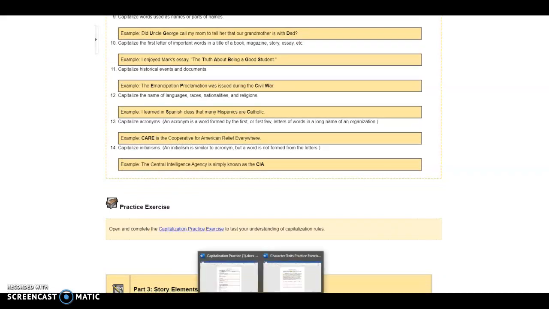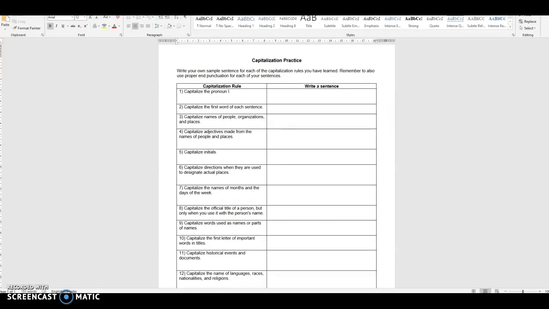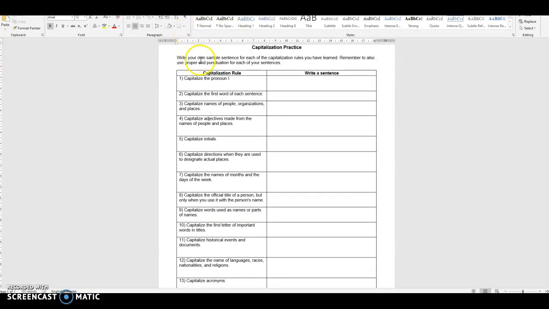What you'll do is you'll download a Word document, and what you're going to be asked to do is write your own sample sentence for each of the capitalization rules you have learned. Remember to also use proper end punctuation. So that means you want to make sure you end your sentence with a period.